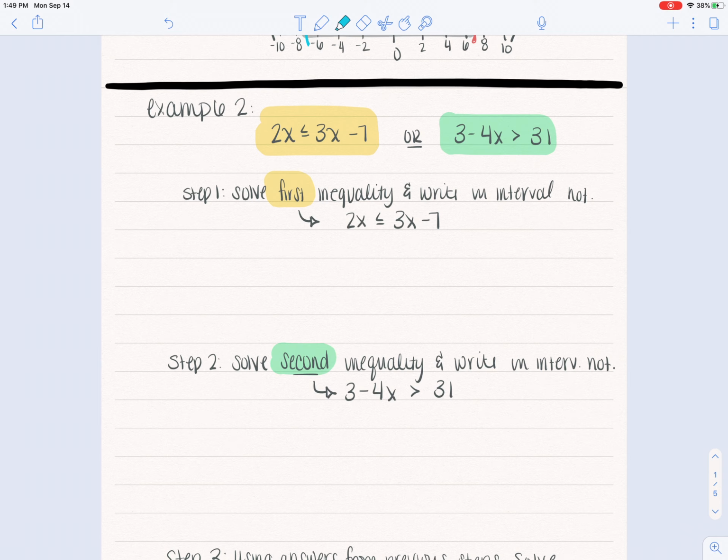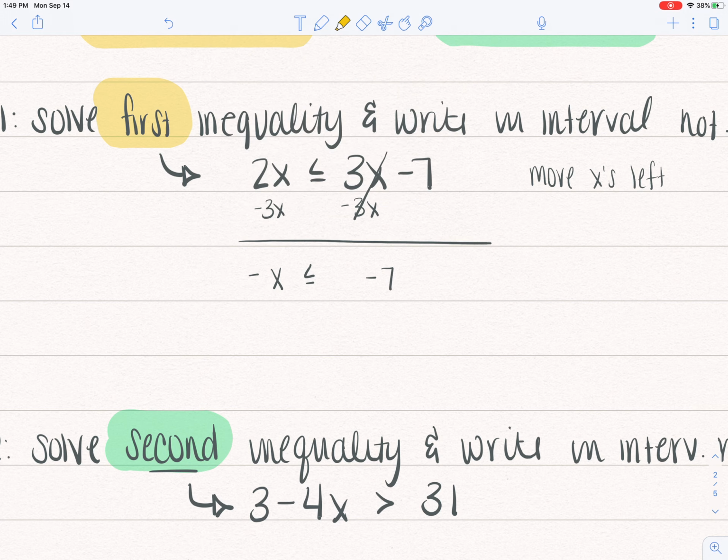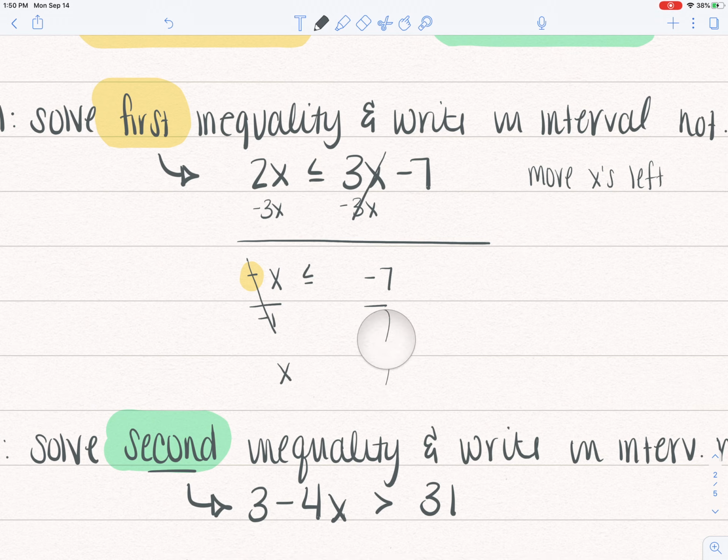So I'm going to move the x's to the left. So minus 3x, minus 3x. Those are going to cancel. I'll have negative x is less than or equal to negative 7. Now to get rid of that negative sign in front, I need to divide by negative 1 on both sides. That's going to make those negatives cancel, and I'll be left with a 7 over there.